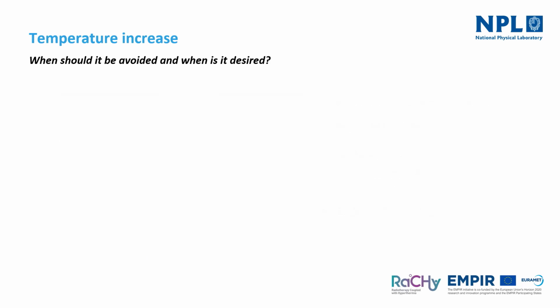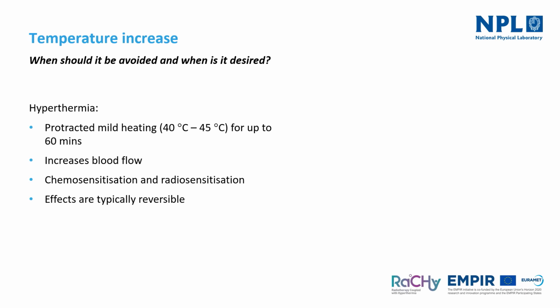Sometimes, on the other hand, temperature increase is desired, for example for therapeutic purposes. Hyperthermia is a therapeutic protocol where there is a protracted mild heating at temperatures usually between 40 and 45 degrees Celsius for up to 60 minutes. Hyperthermia increases the blood flow in the target, is known to be a chemosensitizer and a radiosensitizer, and the effects are typically reversible. If the temperature increases are higher, these are called ablation therapies. These usually involve rapid heating above 60 degrees Celsius that cause coagulative necrosis and cell death.